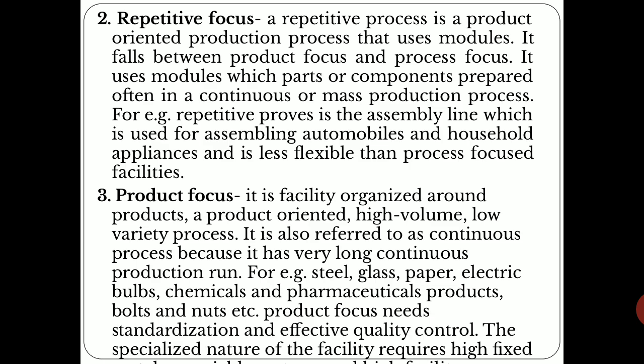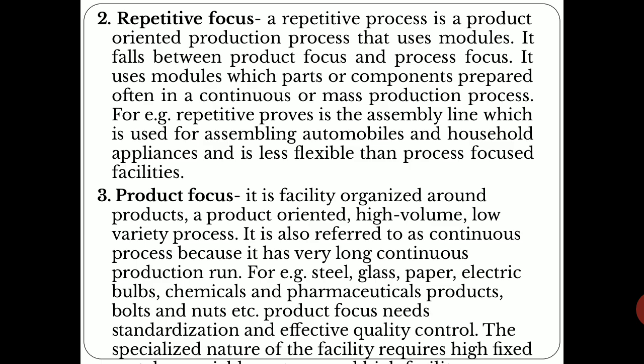Repetitive, again the name tells us that there may be repetition of the process every now and then. A repetitive process is a product oriented production process that uses modules. It falls between the product and process focus. It uses modules in which the parts or components are prepared often in a continuous or mass production process. For example, a repetitive process is an assembly line, which is used for assembling automobiles or household appliances, and is less flexible than the process focused facilities.